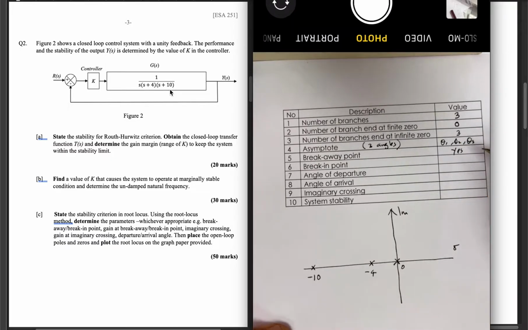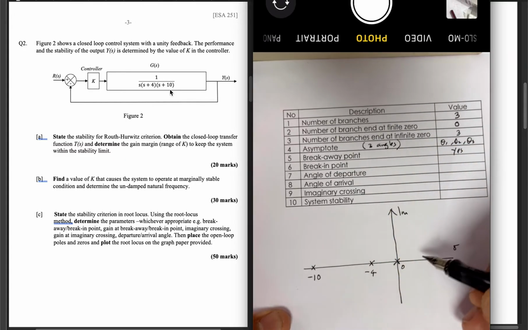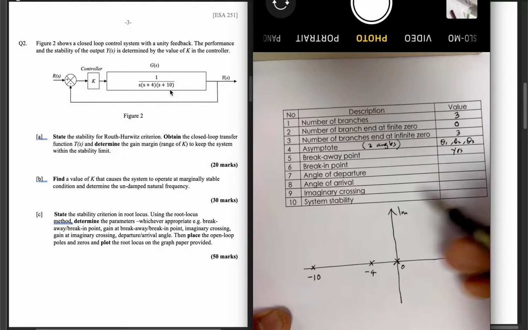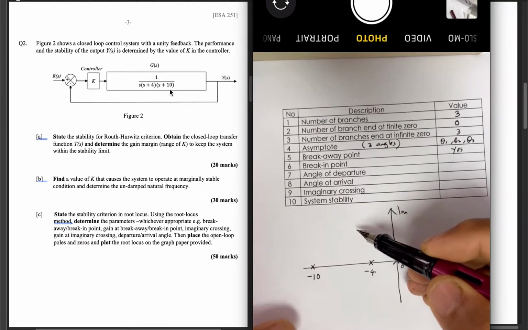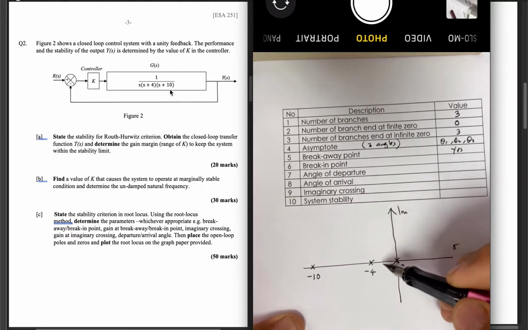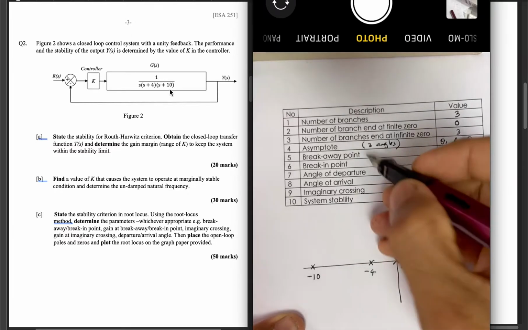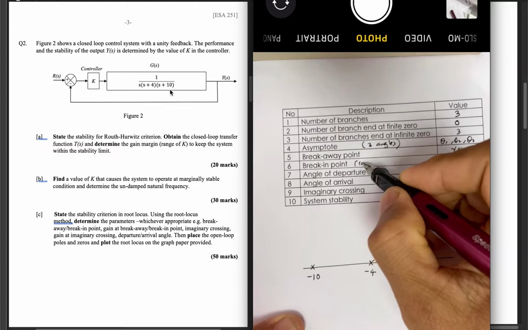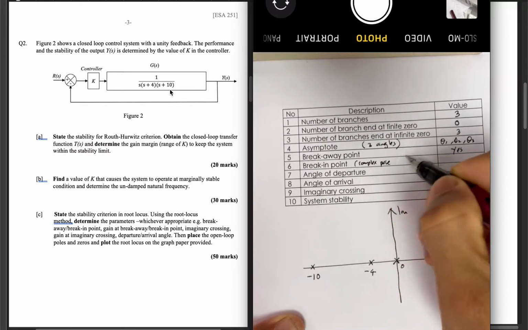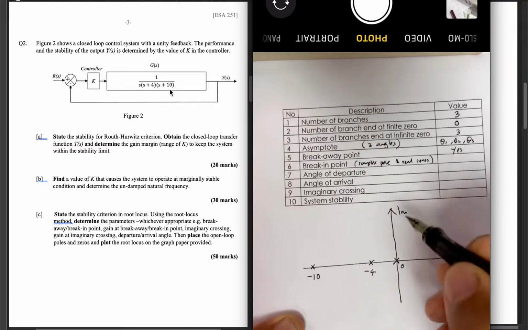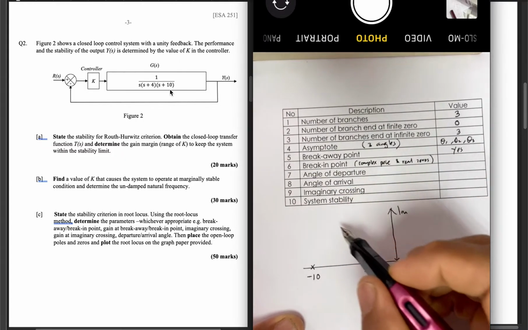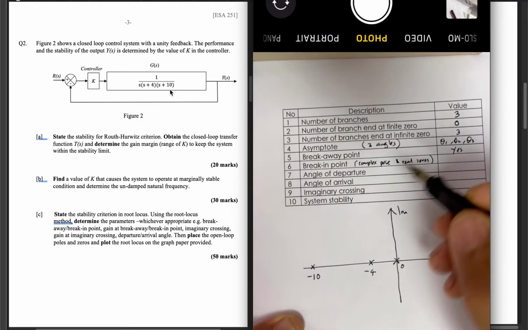A break-in point only happens when you have complex poles, and then you probably find a zero along the real line. If you have complex poles and a real zero, those poles will move towards the real line, so you will have a break-in point.